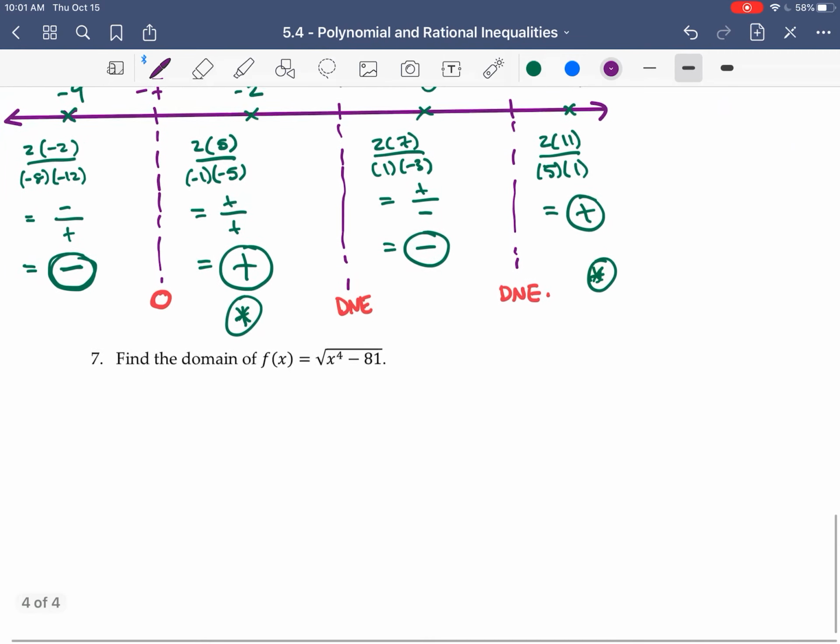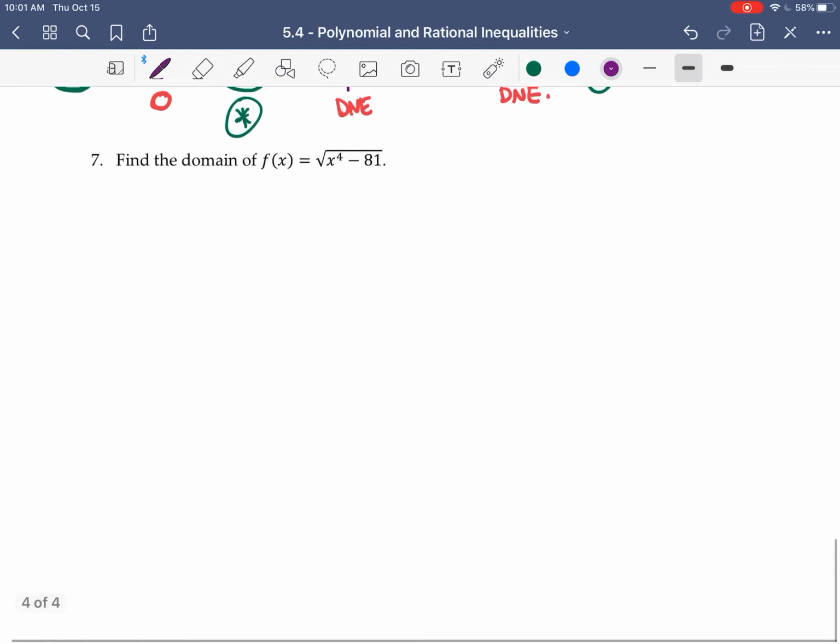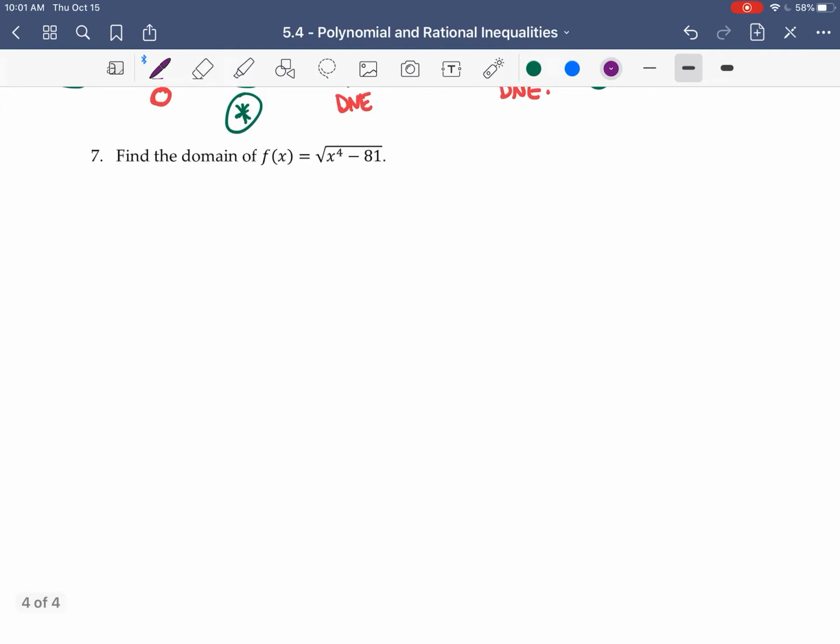Okay, we have one more example to do. What's the domain of this function? Okay, so we need, obviously, the thing on the inside, x to the 4 minus 81, we need that to be bigger than or equal to 0 in order to take the square root. Okay, so now we want to solve this inequality. So that's our f of x. So we want to find where it's 0. Maybe I'll just call it f of x.